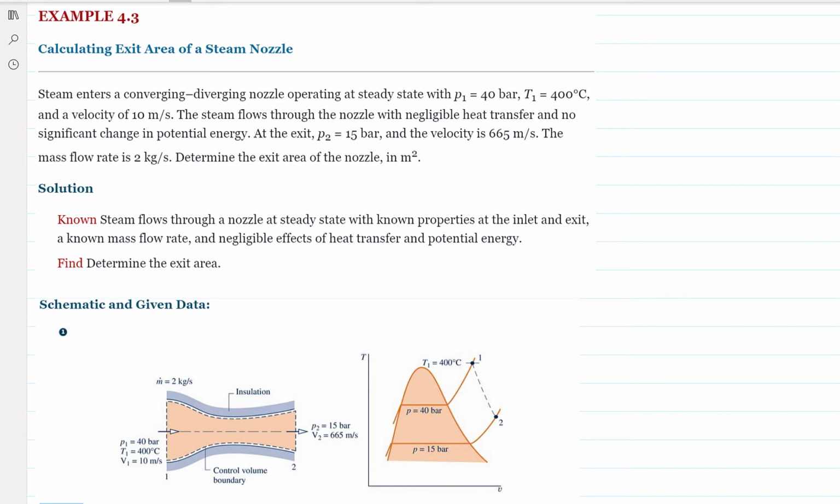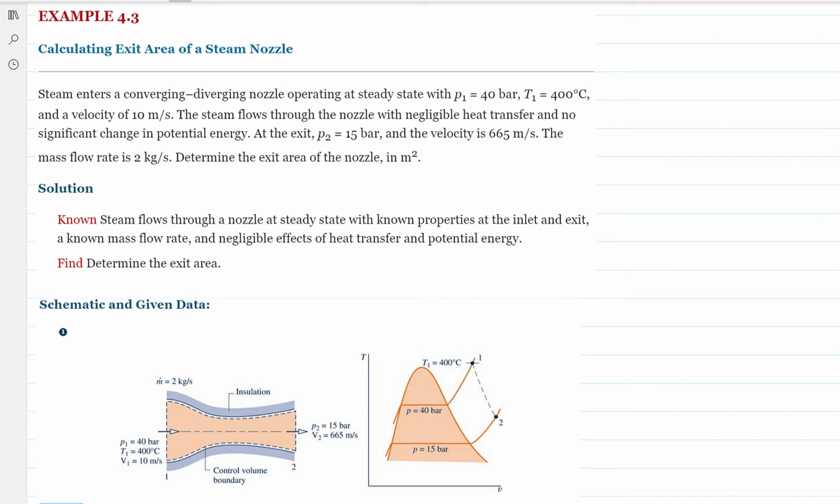Example 4.3. Steam enters a converging-diverging nozzle operating at steady state with P1 equal to 40 bar. So pressure is given, 40 bar, temperature T1, 400 degrees Celsius, and the velocity is 10 meters per second. The steam flows through the nozzle with negligible heat transfer and no significant change in potential energy. So no heat transfer, Q dot is 0, and potential energy change is also 0.